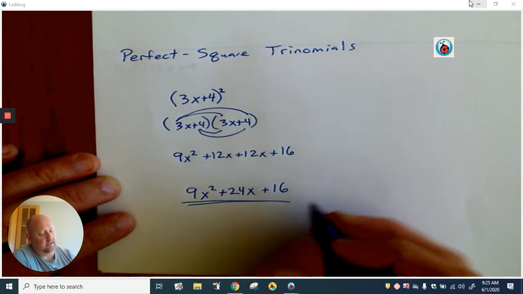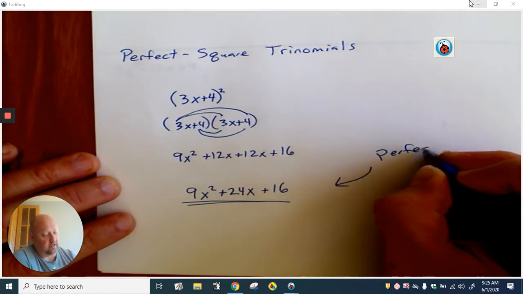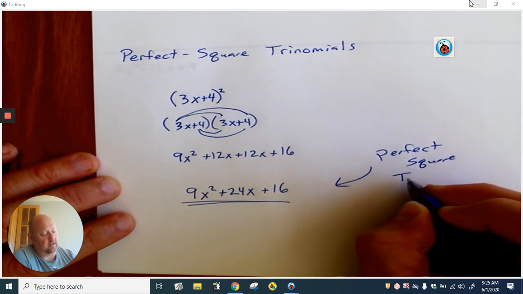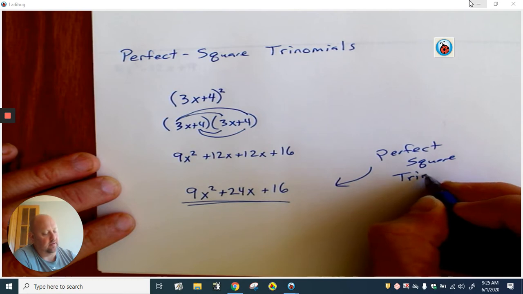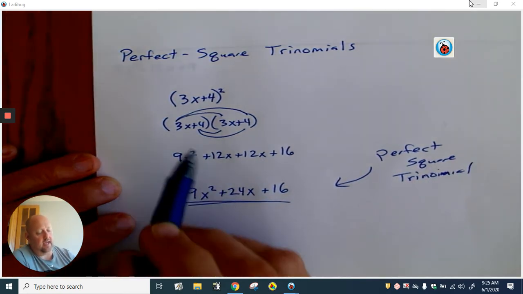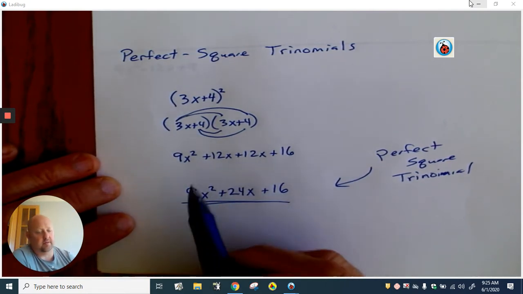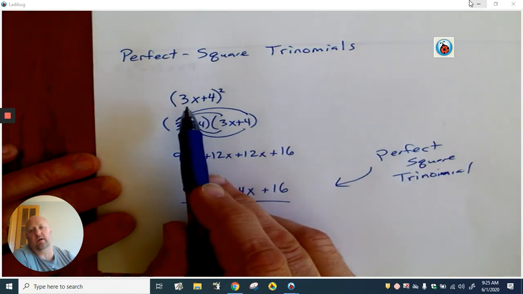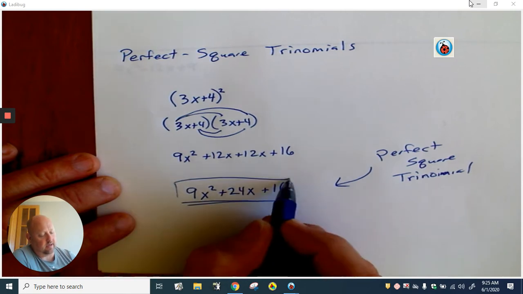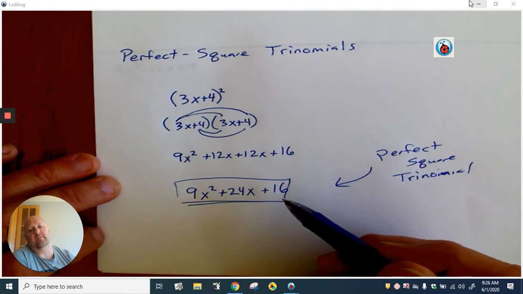This is an example of a perfect square trinomial. Now, the reason we call it a perfect square trinomial is, I spelled that wrong. It's a trinomial because it has 1, 2, 3 terms, but it came from a perfect square where something got squared. So the question becomes, how do I recognize when I see this? How do I recognize that this is a perfect square?